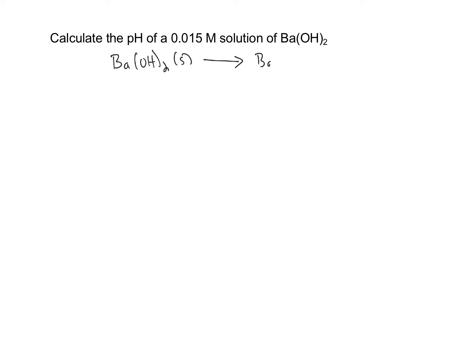And so that's going to give us barium ions. And then because there are two hydroxides, that's going to give us 2 OH minus. So in this case, whatever the concentration of barium hydroxide is, we're going to get twice that concentration of hydroxide ions. So our OH minus concentration is in fact 2 times 0.015.